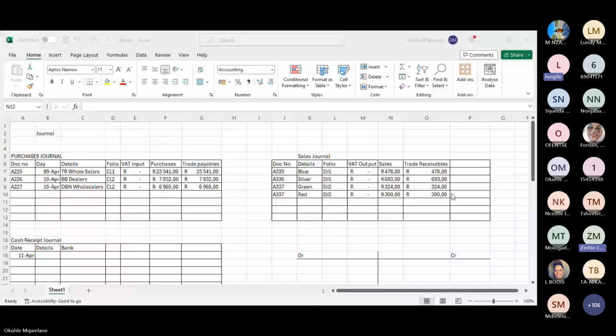There's a question on the chat. Why am I looking at red, that is not 299? Yes, because I rounded it off to 300 rand. So you round it off to make it one whole number.